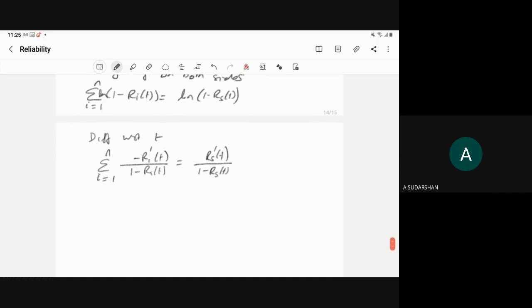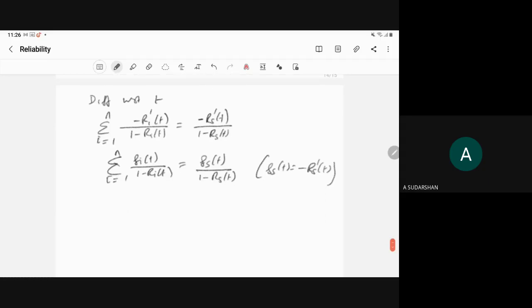RST dash. So here we have the minus, and we know that minus of RST dash is what? FST, since FST is equal to minus of R dash T. So FST upon 1 minus RST, and i is equal to 1 to n, FIT upon 1 minus RIT.